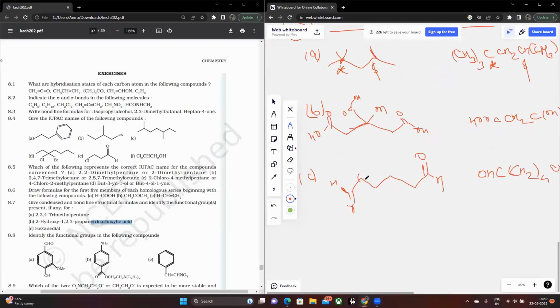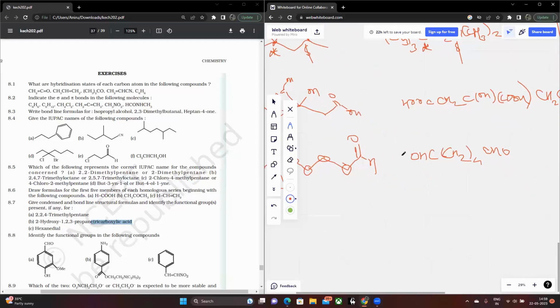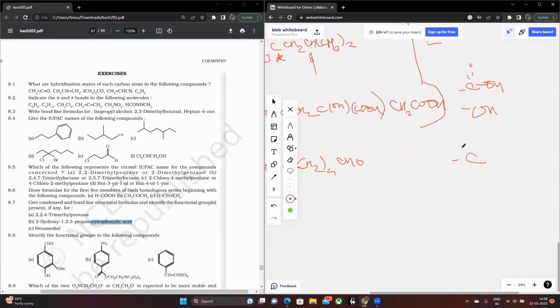Because you can see this is 1, 2, 3, 4. Four CH2s together, that's CH2 four times. There's one CHO over here, one CHO over here. It's not COH. COH denotes an alcohol group. CHO denotes an aldehyde. Right? Remember that. And you have only one functional group over here. That's the aldehyde group. Right?